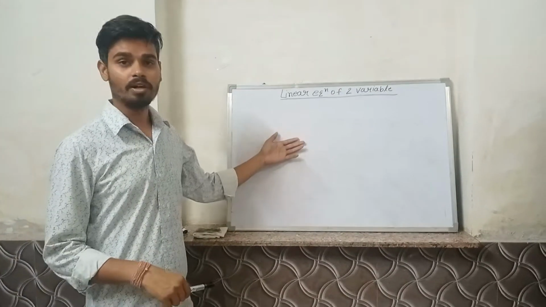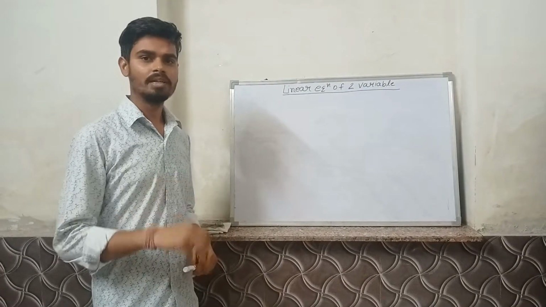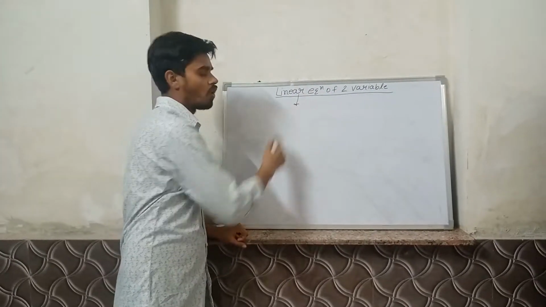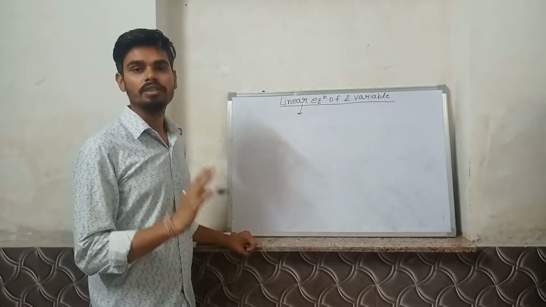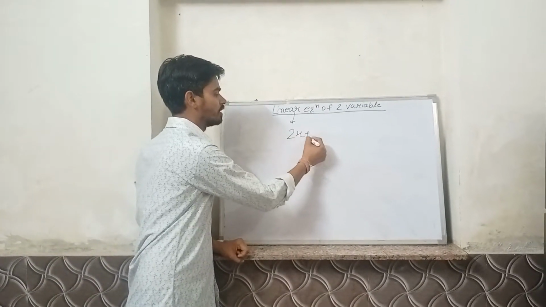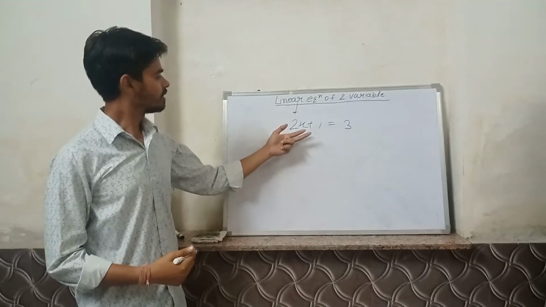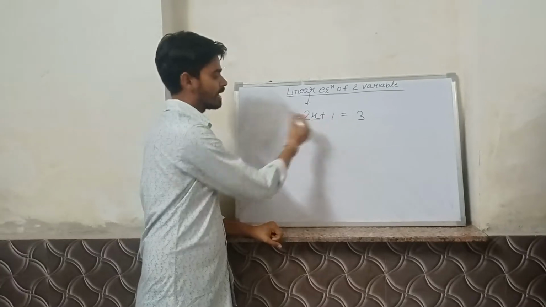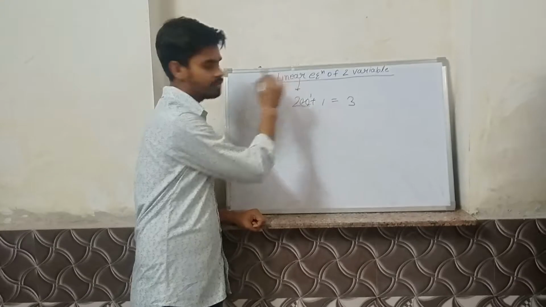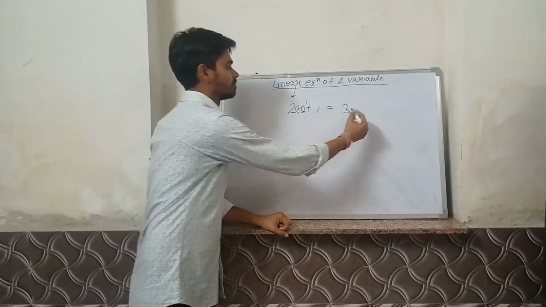Today we are going to study linear equations of two variables. But first of all, I will give you a little bit of an idea about the linear equation. A linear equation is one in which all the variables have a single power. For example, 2x plus 1 is equal to 3, in which we can see there is a single variable, x, which has exponential power 1. So this is a linear equation.